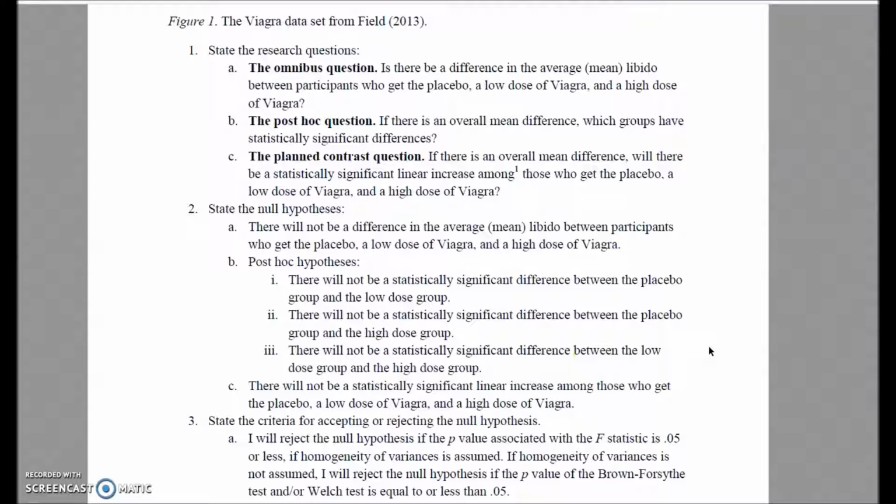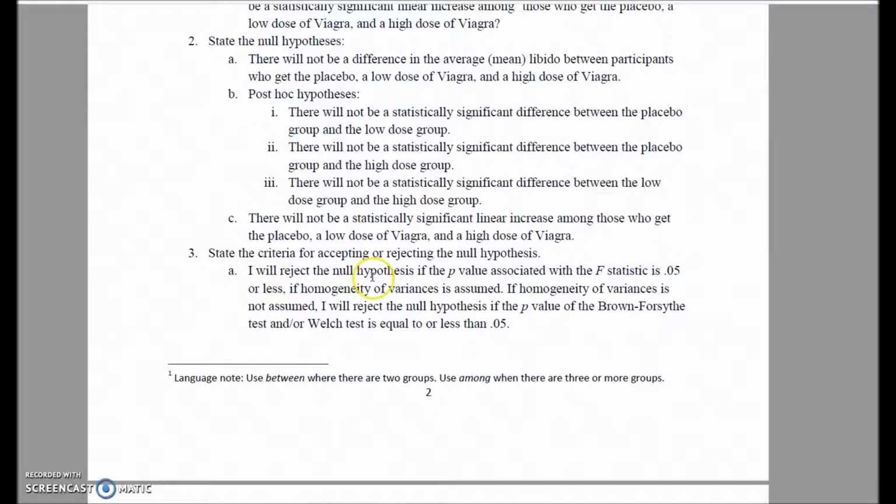So after that, even before we run the test, we have to set up our criteria for rejecting or failing to reject the null hypothesis. So we say I will reject the null hypothesis if the p-value associated with the F statistic is 0.05 or less, so equal to or less than, if homogeneity of variances is assumed. Remember that was an assumption. If homogeneity is not assumed, then I will reject based on the Brown-Forsythe test and the Welch test. Okay, so let me open up the document that was the assumption document and what analysis to be done.